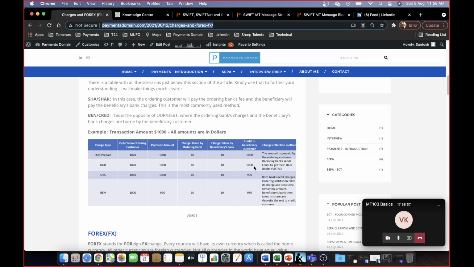In the first case, the problem is we have to know what the receiving bank's charges are before we send the payment. There might be a case where the receiving bank's charges might be high, so we might send 1,010, but the charges might be $12. So for the rest of the $2, they will again send a claim payment. So that's also a possible case. Yeah, and the SHA we have already discussed.